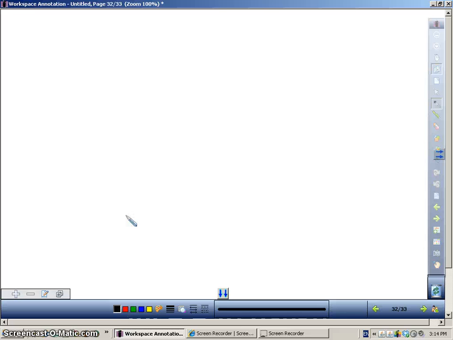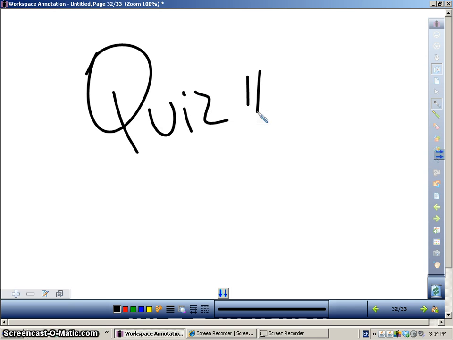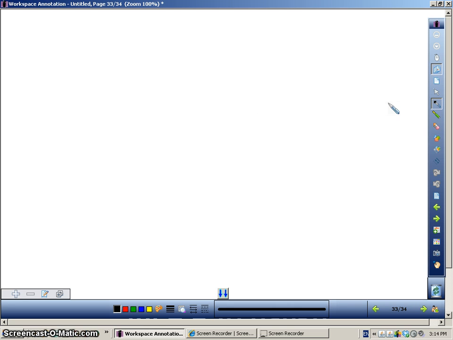Okay, amigos, this is for quiz number 3. What it is: we are solving equations. We're solving for x or whatever variable there is on the quiz. We're going to have two different kinds of problems.